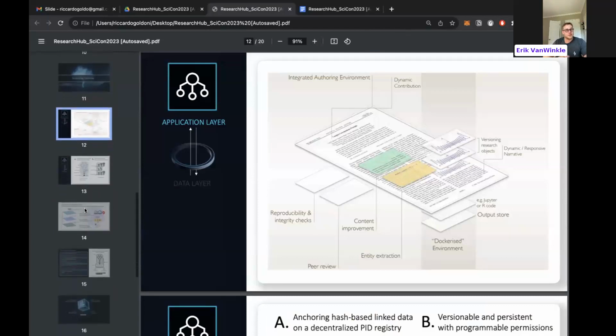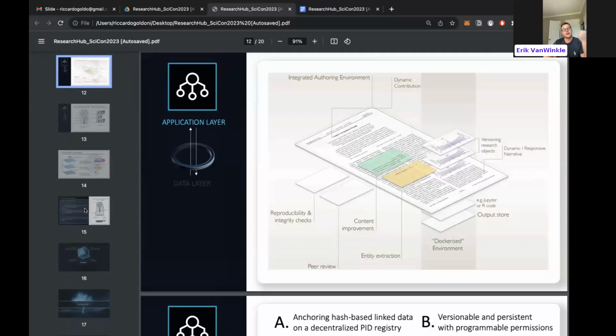So DeSci Labs makes two things. We make an application and we make protocols. The application layer itself is what we call a research object or a DeSci node. The idea behind DeSci nodes is that we can create an integrated authoring environment, which allows dynamic contributions. It allows for version histories. It allows for the Git primitive to be applied to scientific knowledge and scientific artifacts. We can create interfaces where peer review and reproducibility checks can be built straight into the PDF itself.